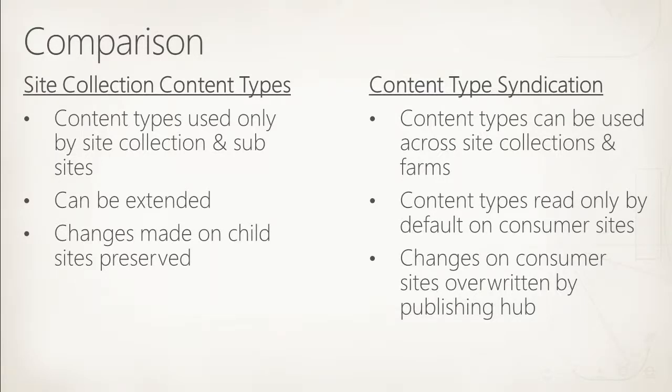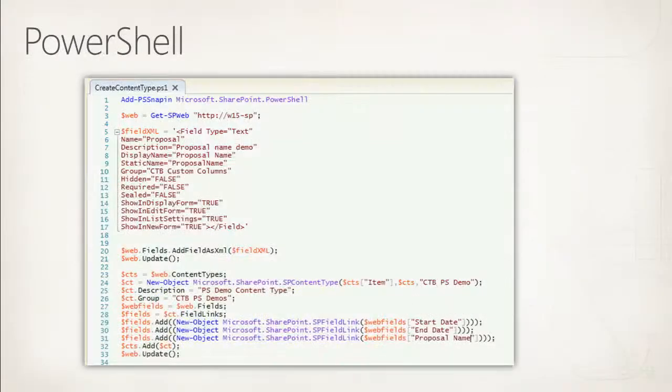Because if you do change the default and you make a change to the copy of the content type that's in the consuming site, and you go ahead and republish, you may have your changes overwritten by the publishing hub. So that's option 2, right? We talked about doing it within the base site collection, and we talked about the content type syndication hub.